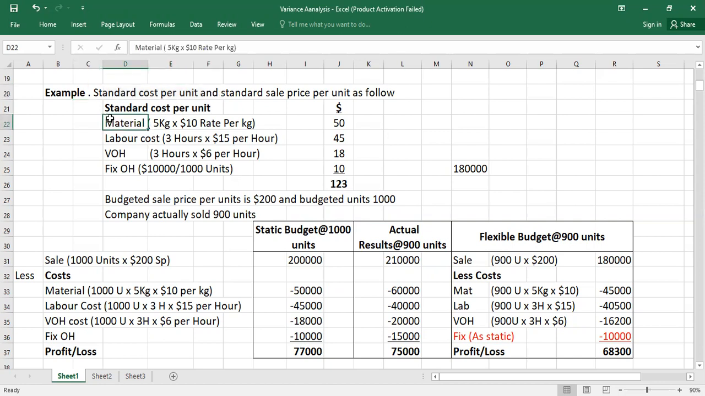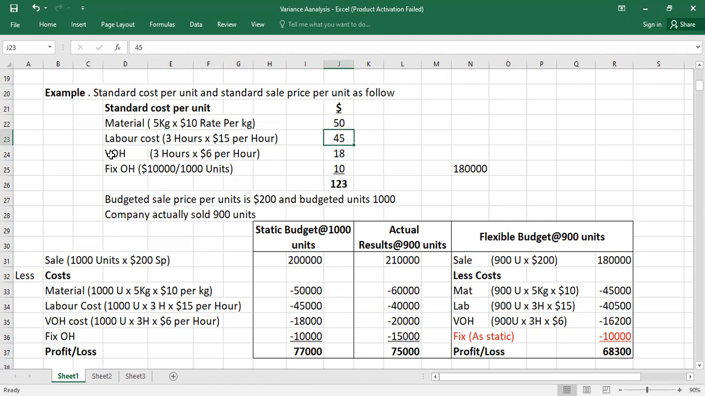We need a cost of material, a labor cost, a variable overhead cost, and a fixed overhead cost. So for one table, maybe we need 5 kg of material, and we are paying $10 for each kg. So the cost of material is $50. We also have a labor cost. We need 3 labor hours to produce one table, and we are paying $15 for each hour. So 3 hours times $15 gives a labor cost of $45.